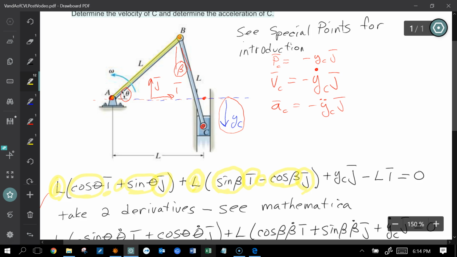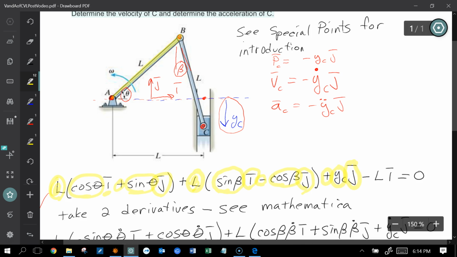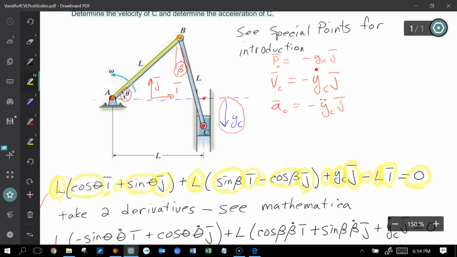If I'm standing at C, I want to go back to A. I'm going to go a distance of YC. Which way am I going to go? I'm going to go up, positive j. So I go a distance YC up. Now I'm standing at that little red dot, and now I'm going to go a distance L to the left, negative i. When I get there, I'm back at the origin where I started, so I'm back at 0. So you set it equal to 0.